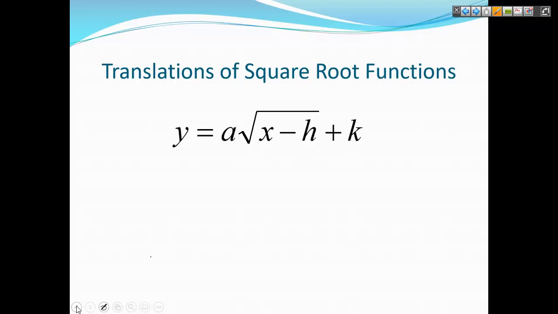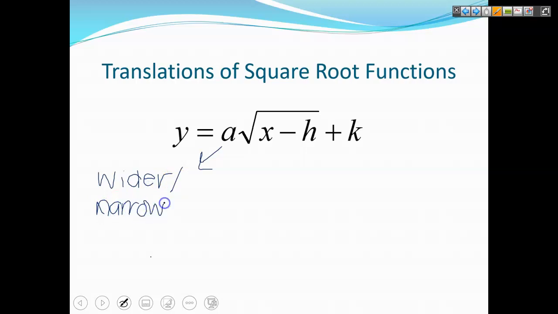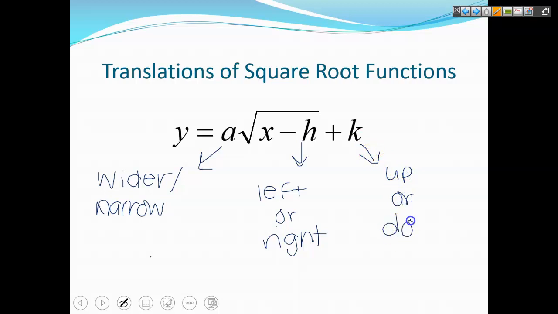The A value is going to make it wider or narrower. The H value is still going to move it left or right. It is still the opposite value. And the K is still going to be your up or down. A square root does not necessarily have a vertex, but it will have a starting point. And that starting point will still be at my (h, k).